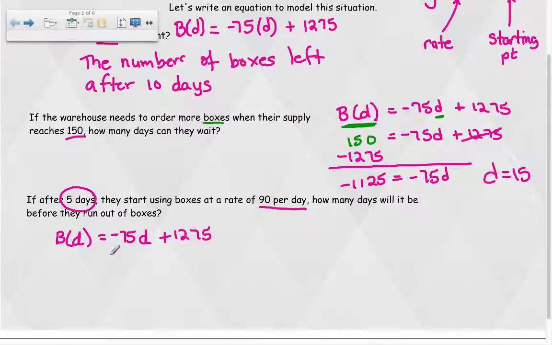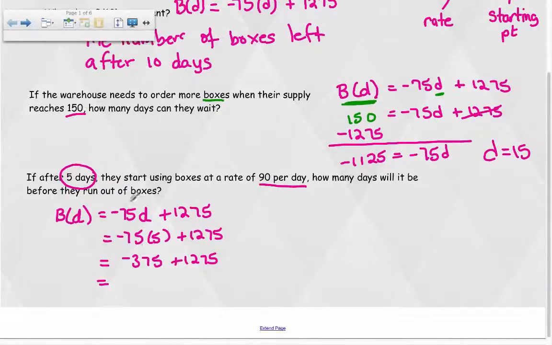So if I put 5 in for days, I'm going to figure out how many boxes they have after 5 days. Well, when I multiply that out, that's negative 375 plus 1,275. Okay, when I add that together, I get 900.